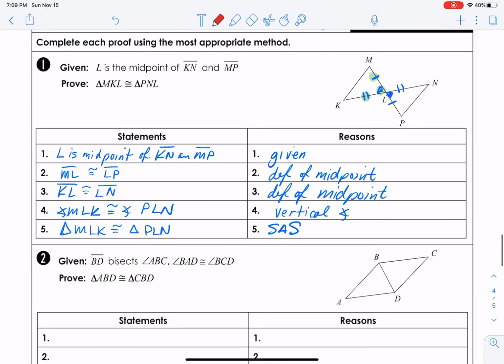So we stated what we were given, what that given told us, anything that we could see from the picture, and then if that was enough, we have our congruence theorems.